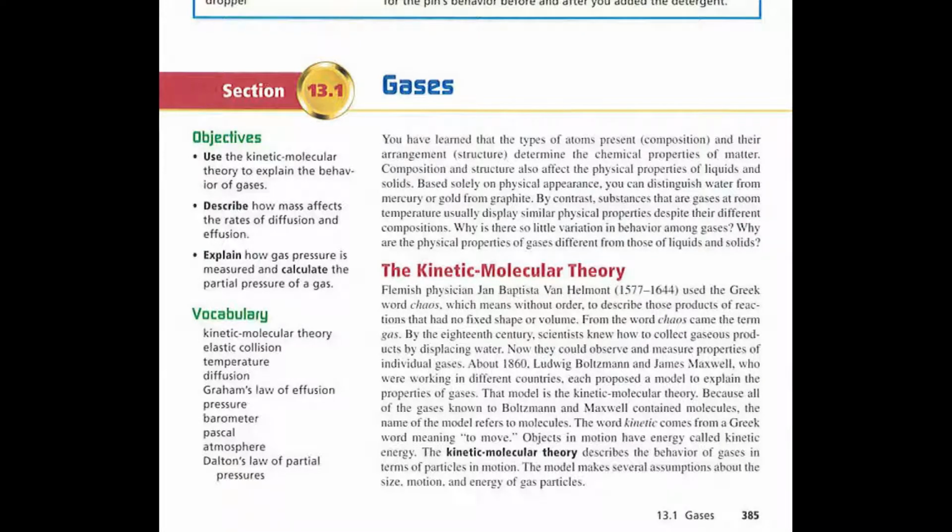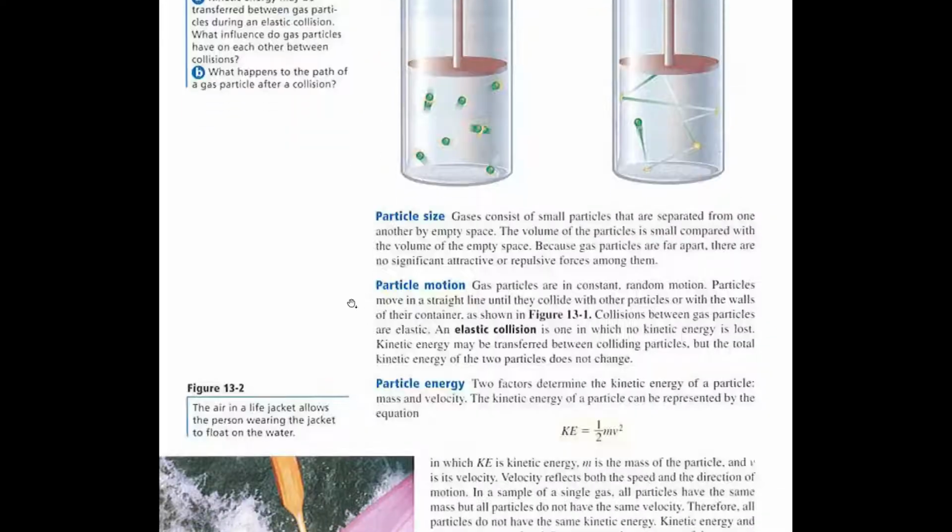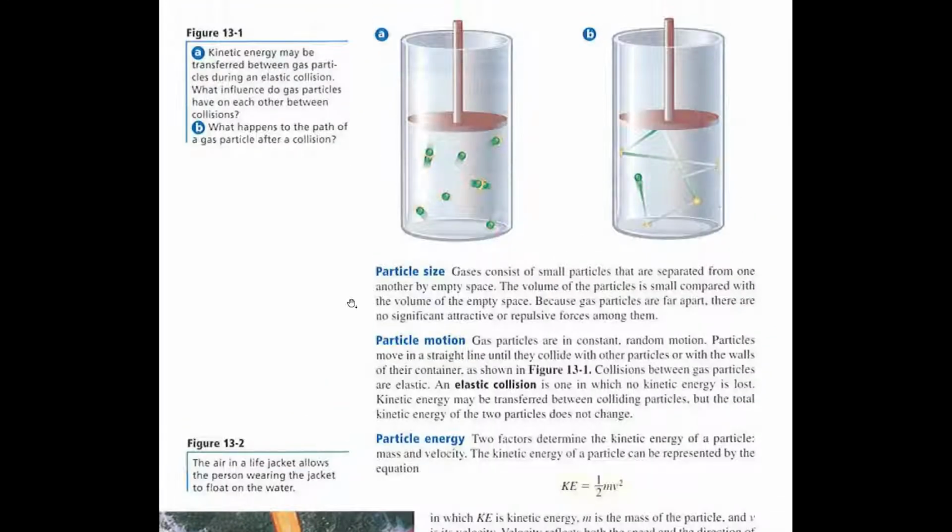So the way I imagine it, is a bunch of little marbles flying around really fast everywhere. And by imagining them like that, we can apply some rules to them that give us explanations for a couple of the characteristics that they have. So let's look at a couple key components of the kinetic molecular theory.